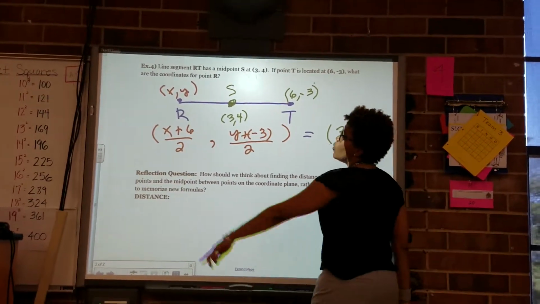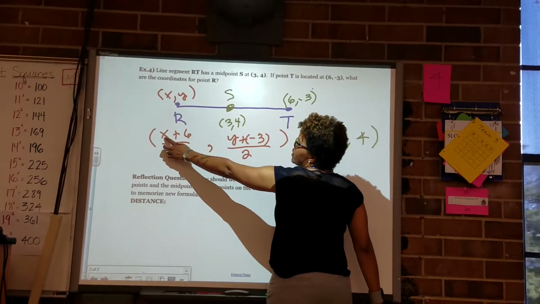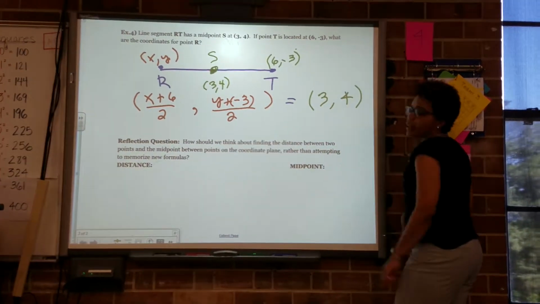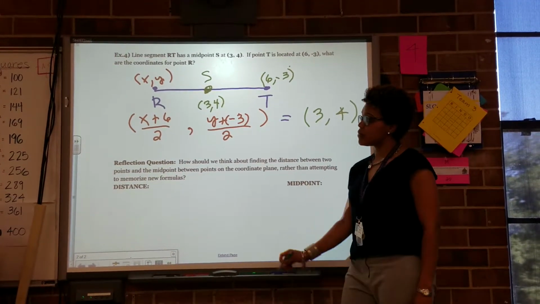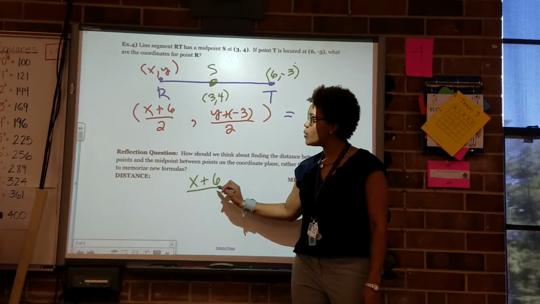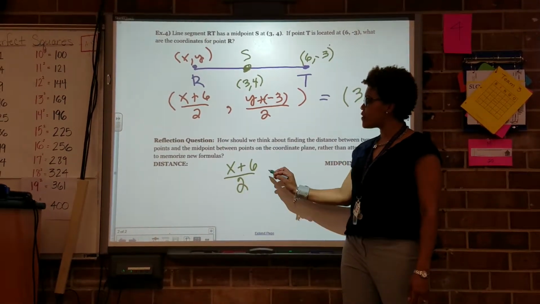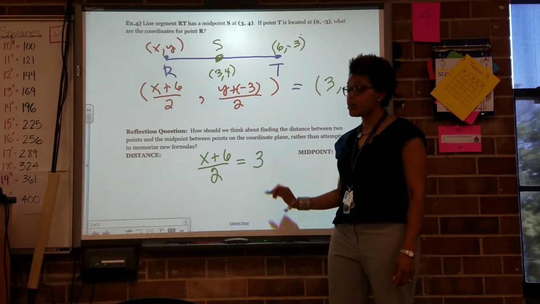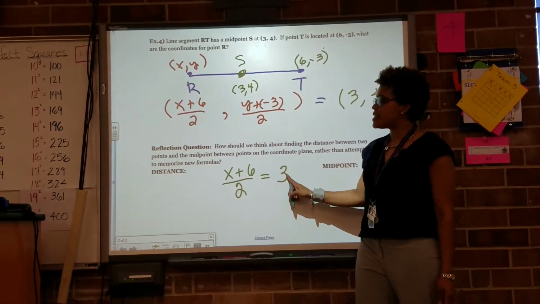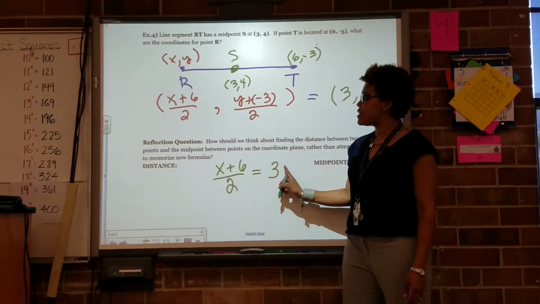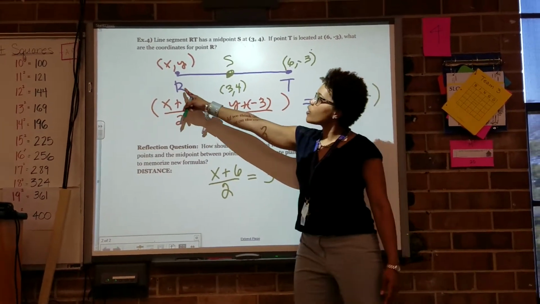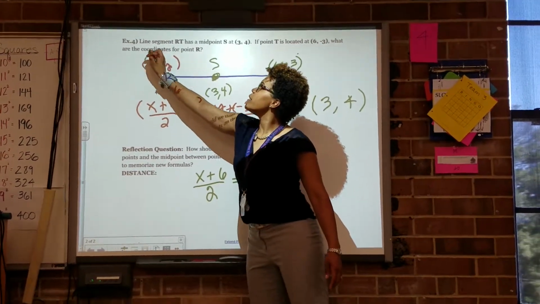I need to know, what does X have to be so that when I add 6 to it and split it in half, I get 3. So in essence, I want to know the solution. The average of the X's is supposed to be 3. And we can solve for this. Multiply by 2, I get 6. Subtract 6, I get 0. So I learned that X for the R coordinate must be 0.